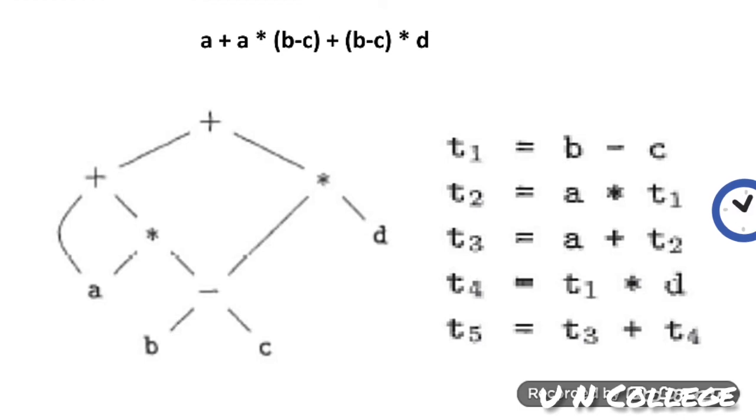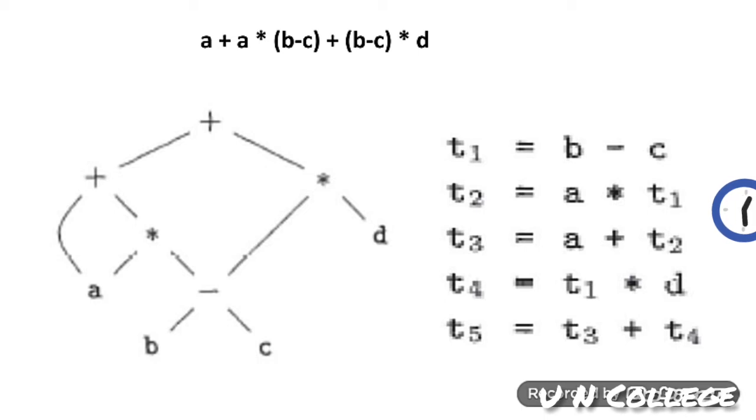Here I have used one expression again to explain another example of DAG construction, so that you will be clear. The expression is A plus A, then multiplication, then B minus C plus B minus C again, and here the two different B minus C are in the bracket, then into D. Here you can see that we have repeated B minus C twice, which can be eliminated by using DAG.